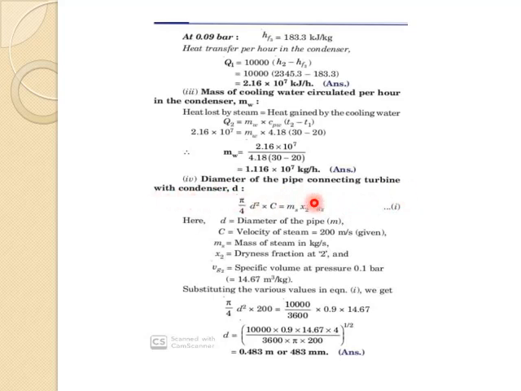That diameter D of the pipe which is connecting to the condenser we need to calculate. For that I need to remember this formula. The basis on which this formula is derived is the discharge continuity equation: pi by 4 d squared times c equals ms x2 vg2. Pi by 4 d squared is nothing but the area, and c is the velocity. That means area times velocity equals discharge. So using this formula I calculate the diameter of the pipe, which is equal to 0.483 meter or 483 mm. So this is the solution of the given problem.